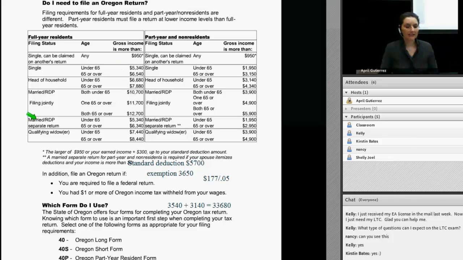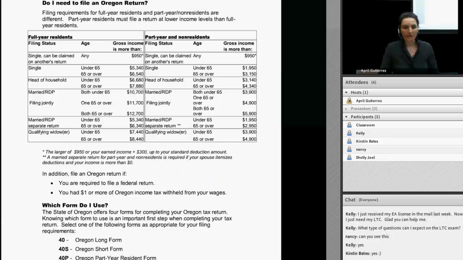But to add confusion to the pot, Oregon does have this rule that says, in addition, file an Oregon return if you are required to file a federal return. So if the federal is saying a married filing separate person has to file at 3650, then in effect Oregon is saying you have to file at 3650, even though the filing requirement is 5340. So if you're confused, so am I. Oregon also says you should file a return if you had $1 or more of Oregon income tax withheld from your wages.